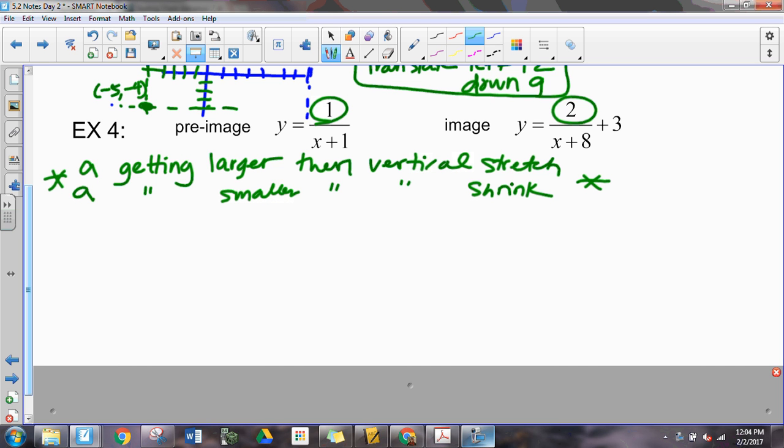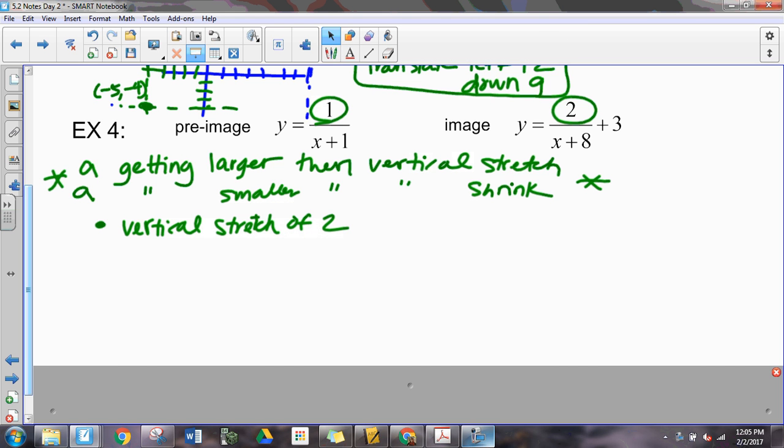Okay, so in this case, we have a vertical stretch of 2. So the number that you have to multiply by to get to the other one is what your vertical stretch is. If you're going from 2 to 1, then it's a vertical shrink of 1/2 because it's getting smaller. So vertical stretch of 2 is my factor that I had to multiply 1 by to get to 2. Okay, so now we have to figure out our translations.